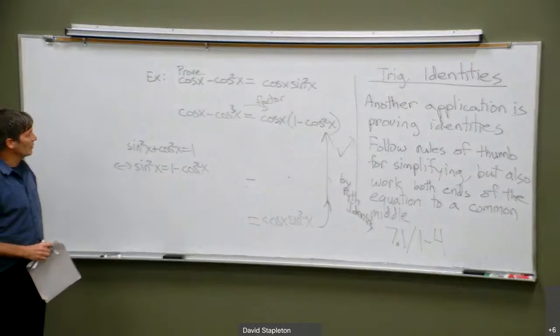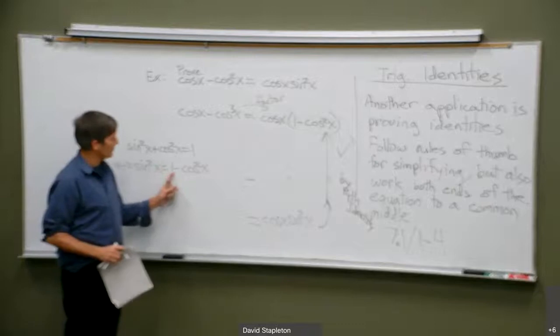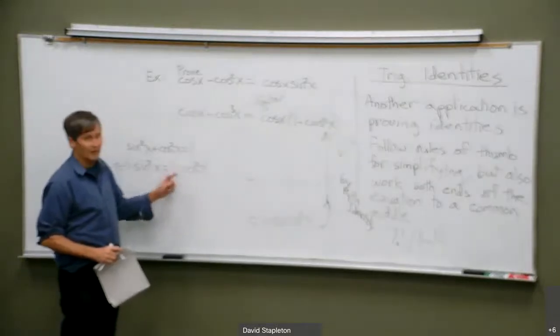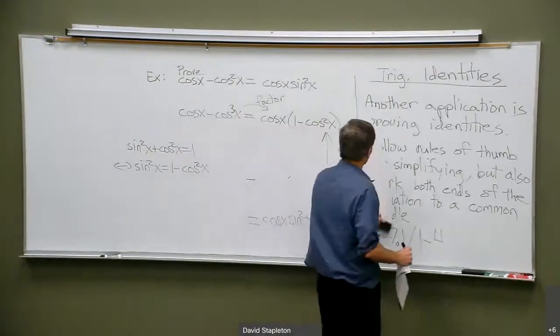So that's how a lot of these work. You look for something that looks kind of familiar, and one of these things to get used to is 1 plus or minus the square of a trig function often reduces by one of the Pythagorean identities. And then all those algebra rules apply, right?